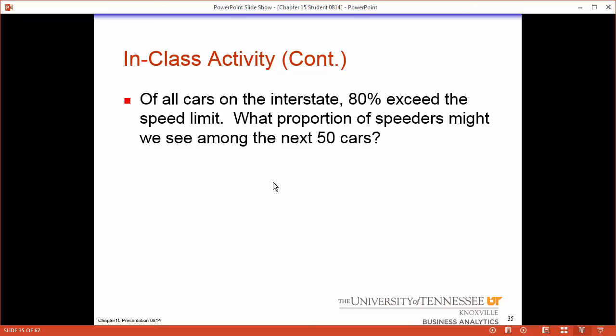So with this in mind, of all cars on the interstate, 80% exceed the speed limit. What proportion of speeders might we see among the next 50 cars? Take a moment right here and see if you can figure it out. We want a mean and standard deviation. So pause the video and see if you can get the mean and standard deviation. Let's take a look at it.